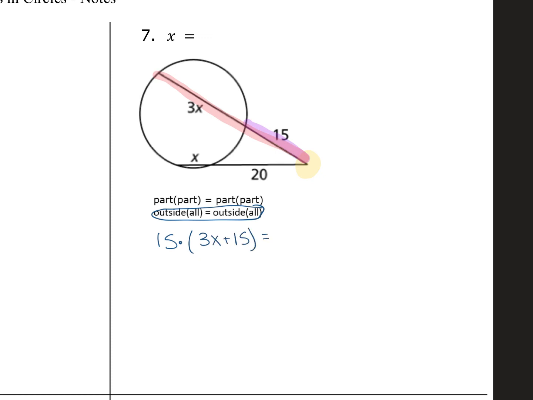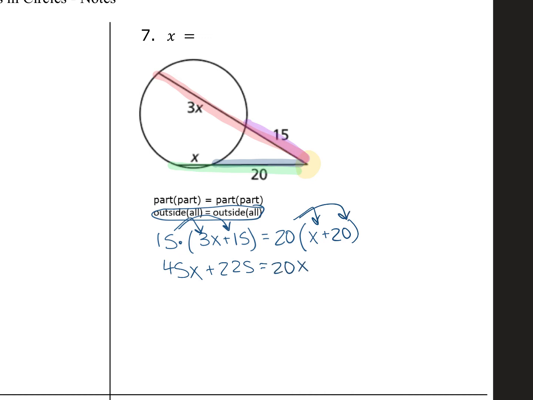And then we can do the bottom line. The outside is 20 times all. We need to add both of the x and the 20 sections together. So we are doing x plus 20. We've got parentheses on both sides, so we need to distribute on both sides. 15 times 3x makes 45x. 15 times 15 makes 225. Then on the right side to distribute, we have 20 times x, which makes 20x, and 20 times 20 makes 400.